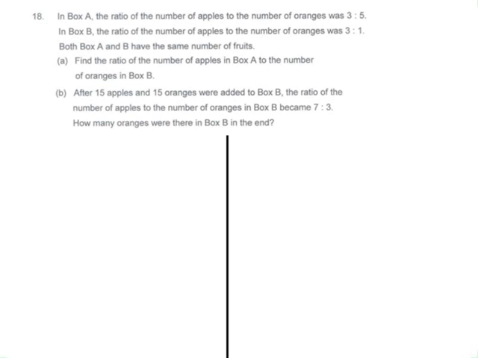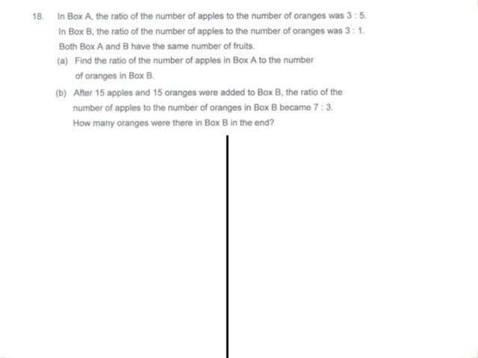After 15 apples and 15 oranges were added to box B, the ratio of the number of apples to the number of oranges in box B became 7:3. How many oranges were there in box B in the end?